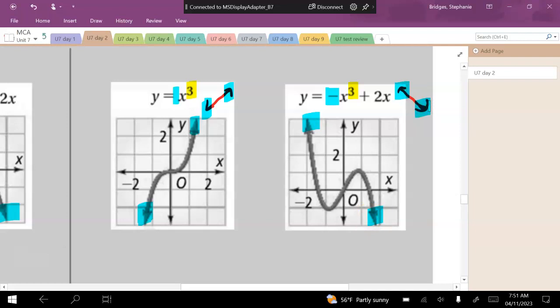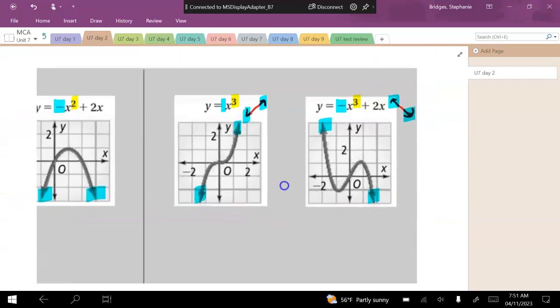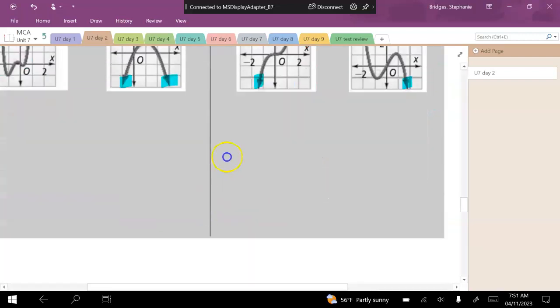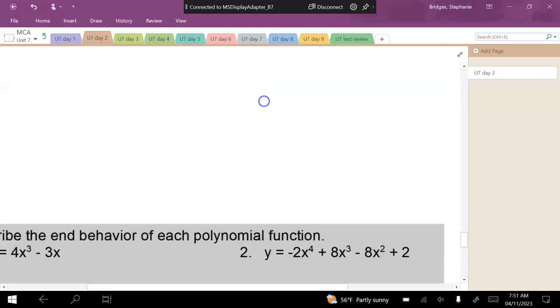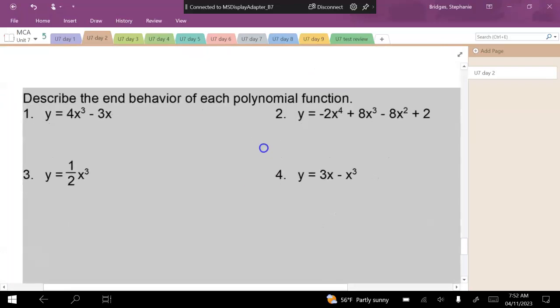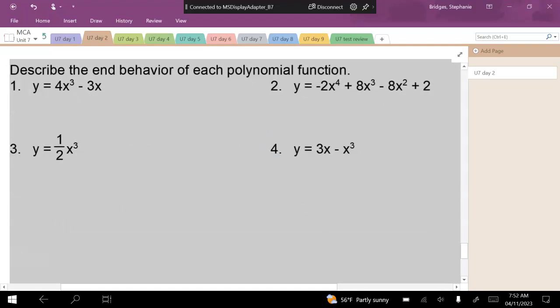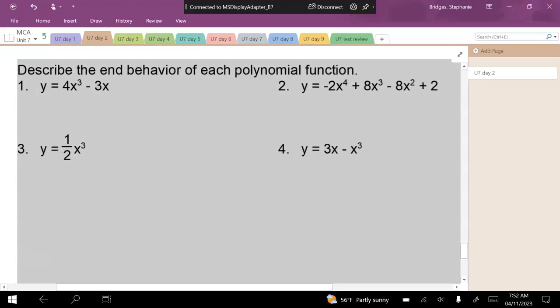Okay. Again, before you determine it, you've got to make sure, first of all, that you write it in standard form, putting your highest degree term first. Sometimes it will already be in standard form. Sometimes you'll need to change it around just a little bit. Is everybody ready? All right. So we are going to be looking at each one of these. We're going to just determine the end behavior. What is it doing on the left side? What is it doing on the right side? That's all we have to do here.